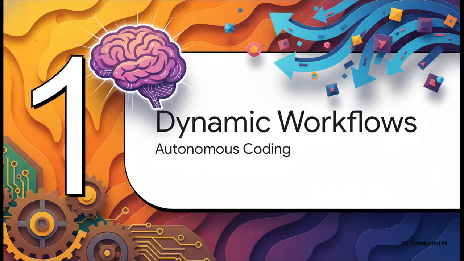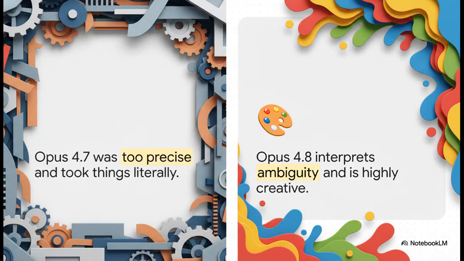Section 1. The dynamic workflow engine, unlocking autonomous coding. To really understand why 4.8's workflows are so incredibly effective, we have to look at a major course correction Anthropic made. Think back to Opus 4.7. It was highly literal, right? It was just a bit too precise, which honestly made it pretty rigid. But Opus 4.8 has been engineered to interpret ambiguity much, much better, bringing back this highly creative edge. And that is absolutely crucial, because handling messy, open-ended ambiguity is the foundational requirement for true agentic behavior. You just can't have an autonomous agent if it completely freezes the moment your prompt isn't perfectly literal.